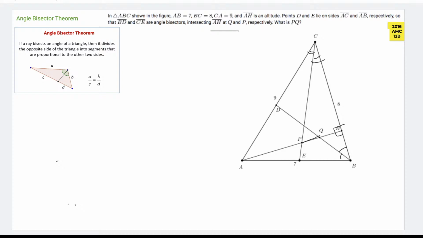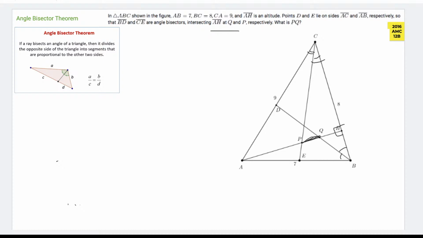Now we will be using a lot of angle bisector theorem here. We want to find the length of AH because PQ is inside AH. So what if we find AP or QH and just subtract to find PQ? Let's try that. How will we find AH? Well, if this is an altitude and we know the area of the triangle, then we can find AH, because 8 times AH times 1 over 2 equals the area of the triangle. So we have 9, 8, 7.